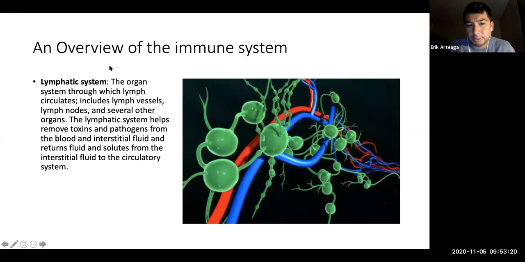All right, so the lymphatic system. So this is the organ system in which lymph circulates, and it includes lymph vessels, lymph nodes, and several other organs. The lymphatic system helps remove toxins and pathogens from the blood and interstitial fluid and returns fluid and solutes from the interstitial fluid to the circulatory system. So this system works very closely with your circulatory system, and you have lymph vessels surrounding your body, especially in points of aggregation of your blood vessels. So on the inside of your groin, your armpits, on the sides of your neck, you have lymph nodes, right?